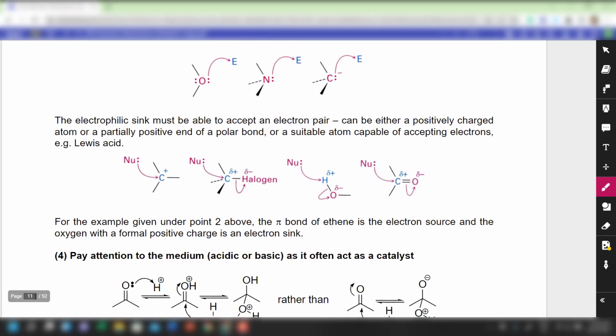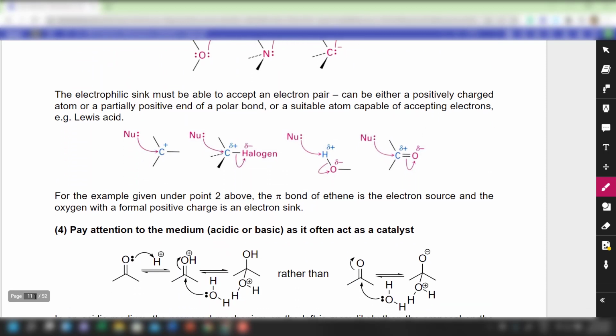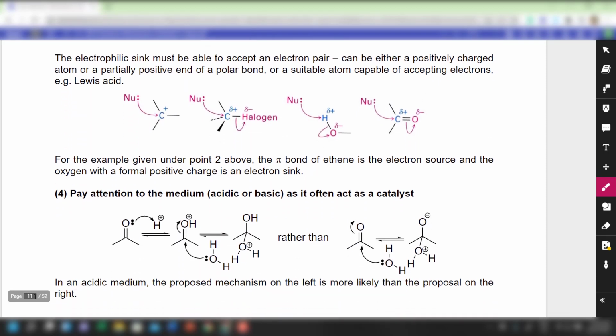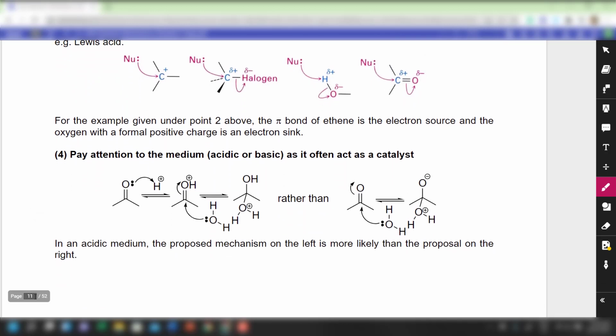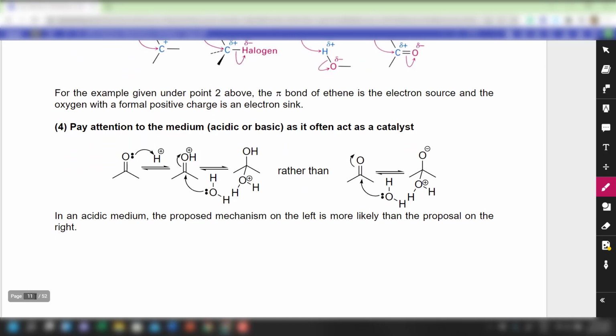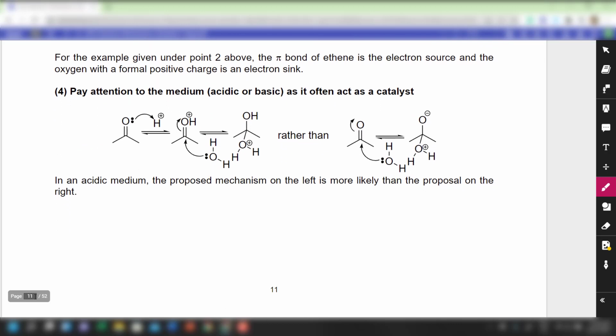Okay, and I think you can continue going through some of the basic ideas, and you should be able to understand what we are trying to say. And of course for the fourth point, do take note of the medium. For example, in an acidic medium, it is unlikely that a negatively charged species can live, because that species will likely be a good base.